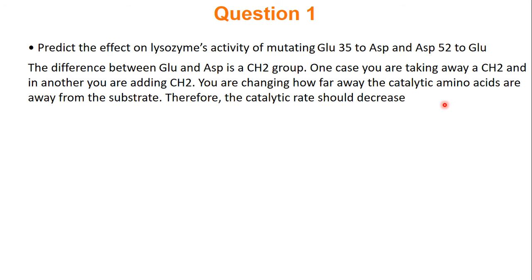Now, lysozyme has evolved over hundreds of millions of years, and it's very good at what it does. And the amino acids, ASP and GLU, are there for a reason. So if we start messing with the lengths of the amino acids, we're changing how far our substrates are away from our catalytic units. Therefore, we could expect the overall rate of catalysis to decrease.